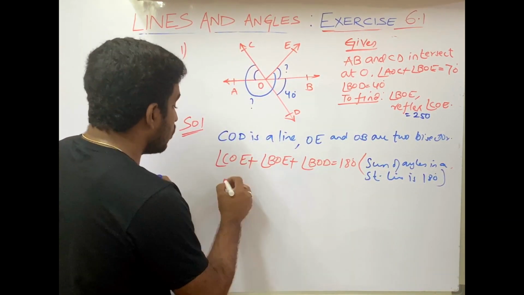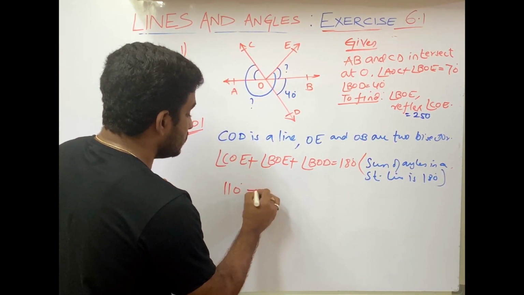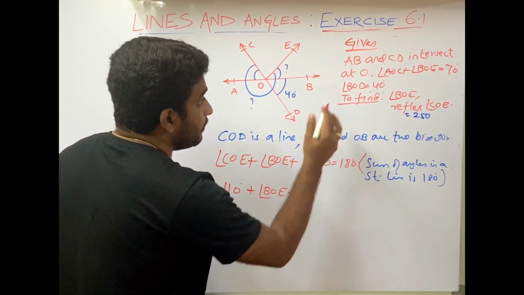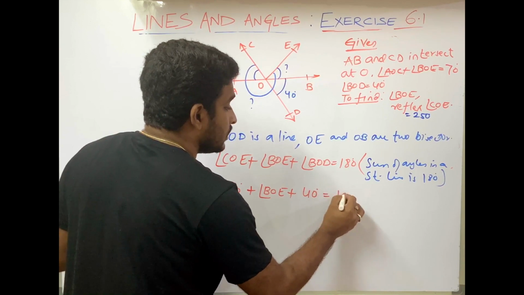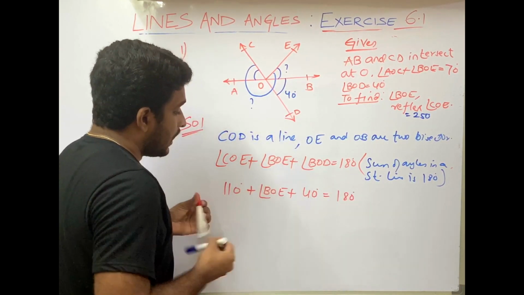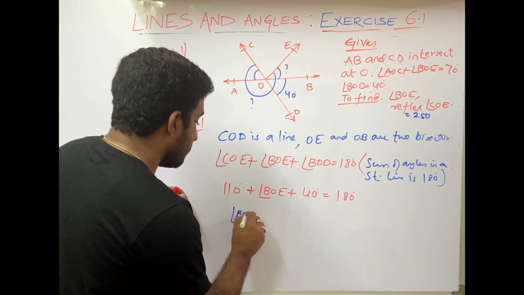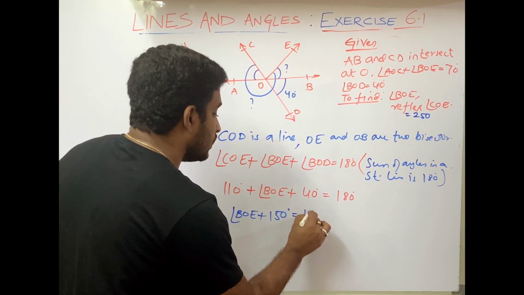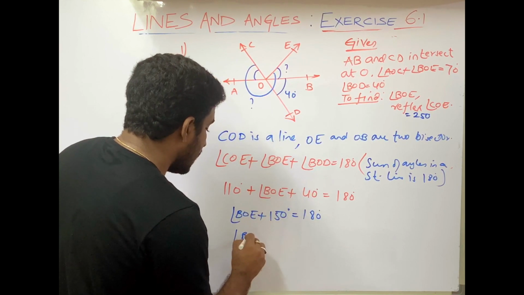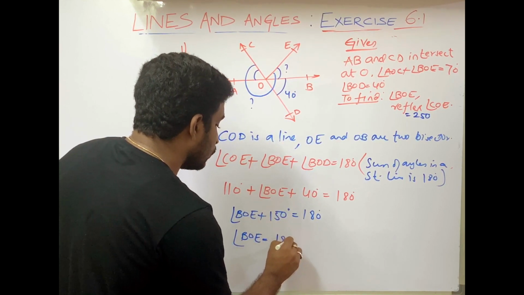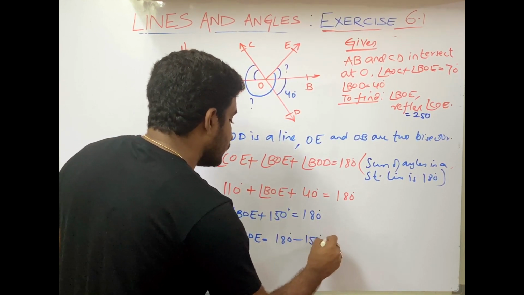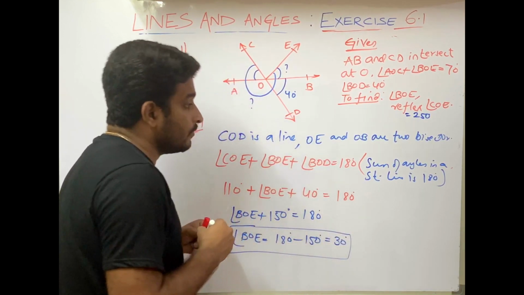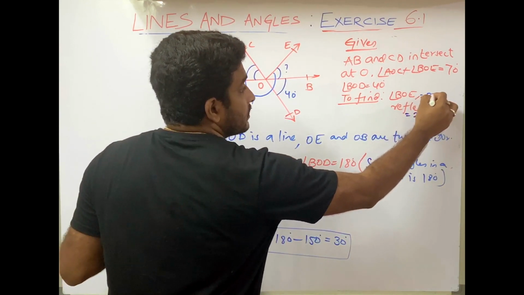Angle COE we got as 110 degrees, plus angle BOE we have to find out, plus angle BOD they gave us 40 degrees, equal to 180 degrees. Angle BOE plus 110 plus 40, that is 150 degrees, equal to 180 degrees. Then angle BOE equal to 180 degrees minus 150 degrees equal to 30 degrees. The angle BOE is 30 degrees.